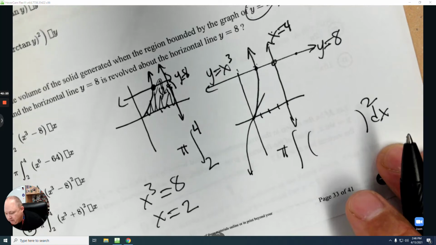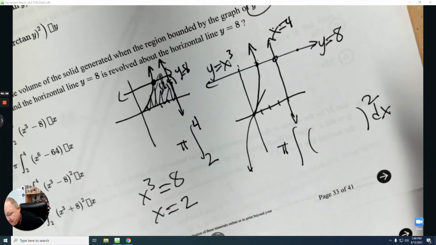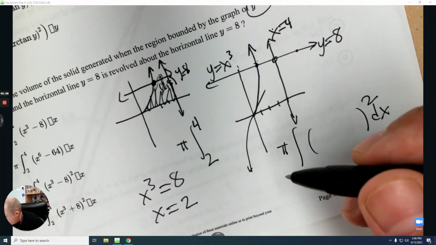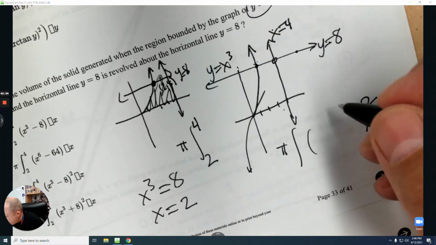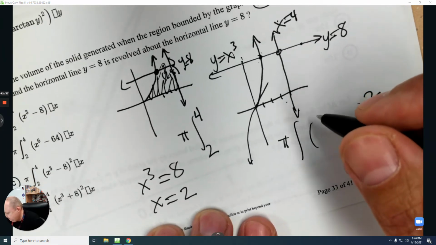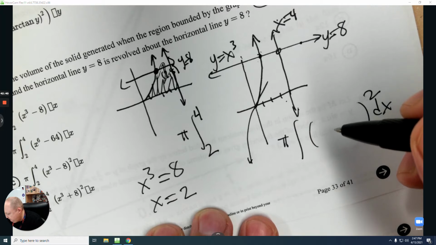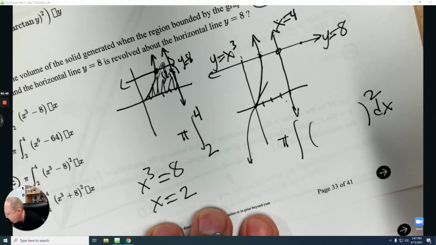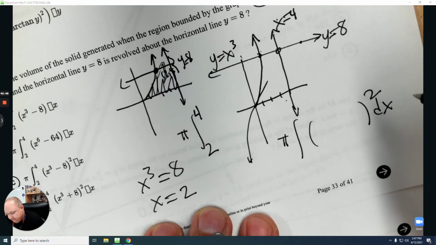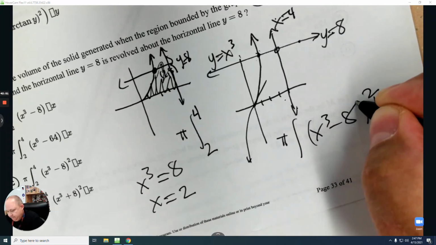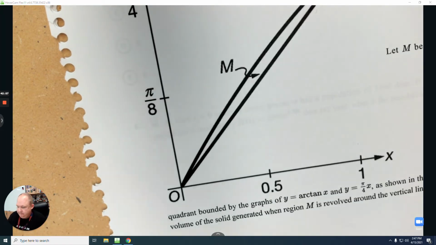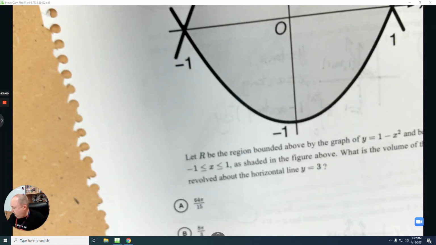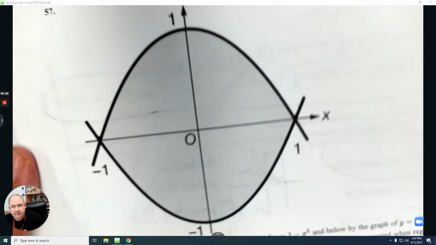So if you go top subtract bottom in terms of revolving it, it would be x cubed subtract 8, squared. So there's your answer. 57. All right, moving on.